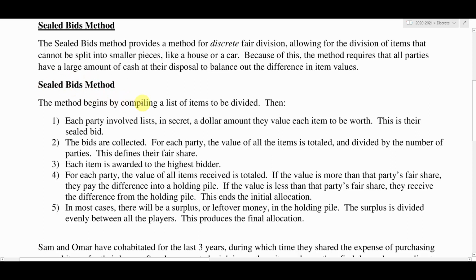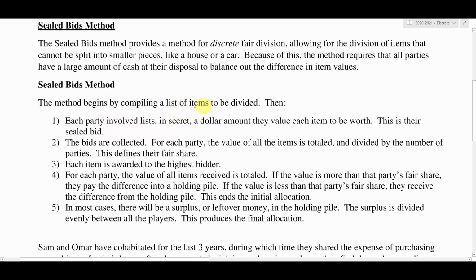Now, the method begins by compiling a list of items to be divided. Then we follow a step-by-step process. I'm not going to lie to you guys, this is a long method, and you need to be careful. Organization in this particular type of problem is key. You have to keep things organized, keep your information and your calculations straight. Otherwise, you can get lost in this problem very easily.